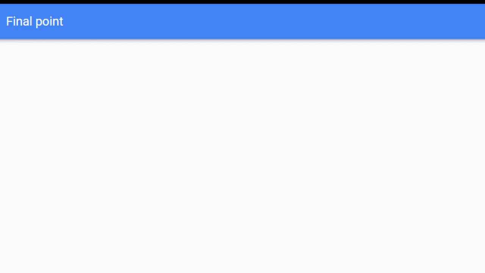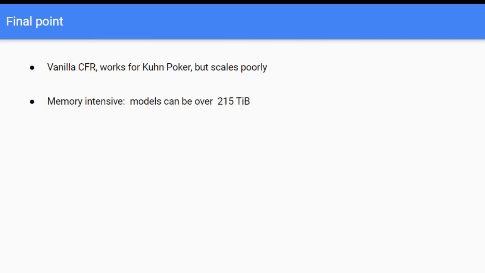What we just covered, and what we're going to go over in the code, is sometimes called vanilla CFR, or the very simple CFR. This is going to work great for a game like Kuhn Poker, which is very small, but it scales poorly in larger games like No Limit Texas Hold'em. One of the problems is it's very memory intensive. Vanilla CFR models can hit over 215 terabytes of memory, and it's also inefficient in some of its paths. It can take millions of core hours to compute.